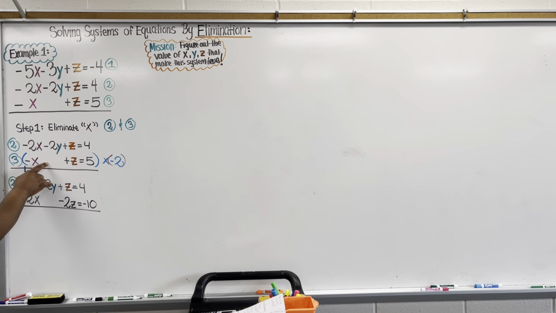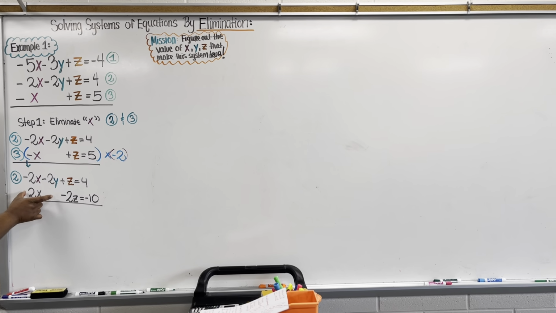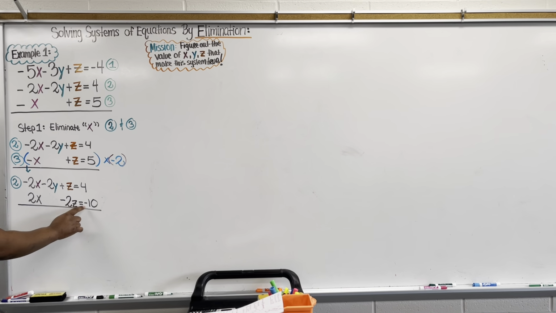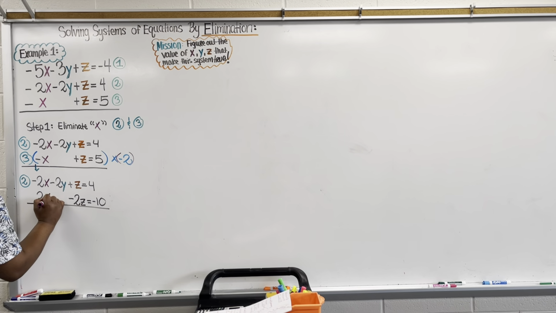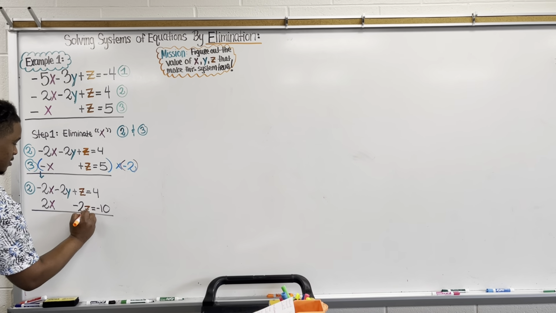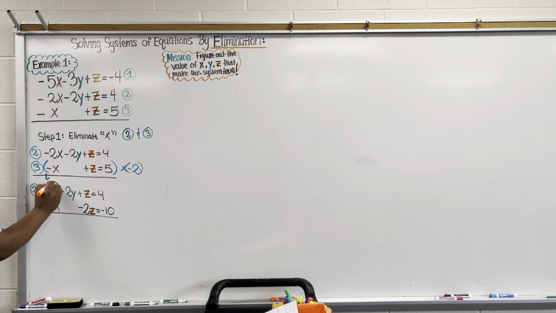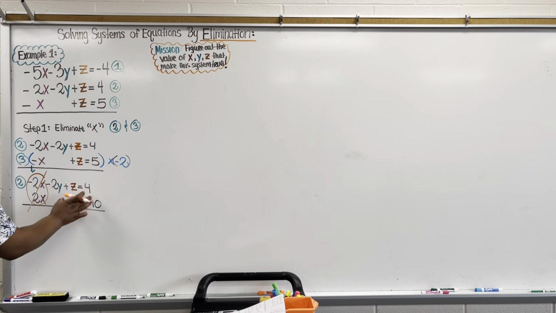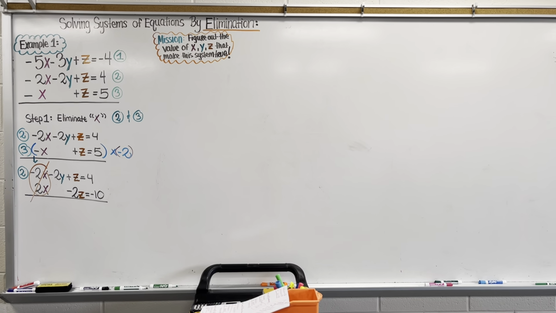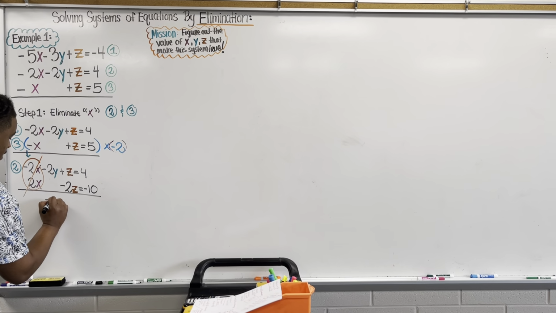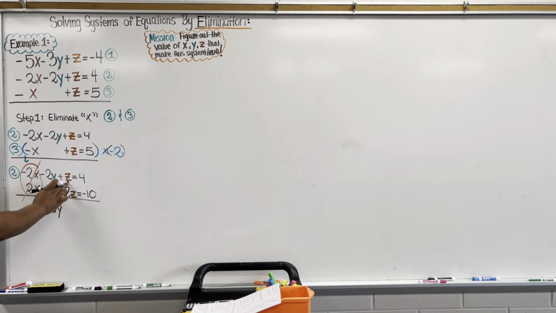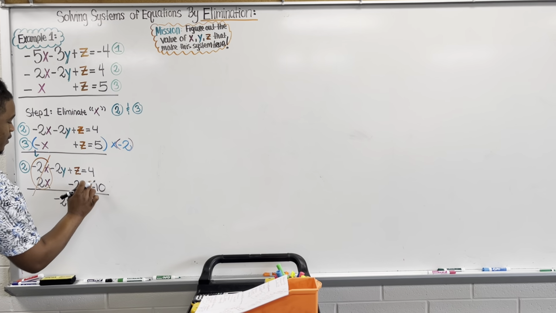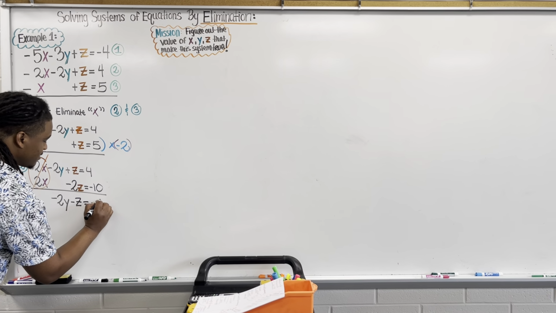So far we have manipulated the third one, and we have made it 2x minus 2z equals negative 10. As you can see, guys, a negative 2x and a positive 2x cancel. So all we're going to do is add everything and put everything else together. I'm just going to bring that negative 2y down. Z plus negative 2z is a negative z. And 4 plus a negative 10 is a negative 6.